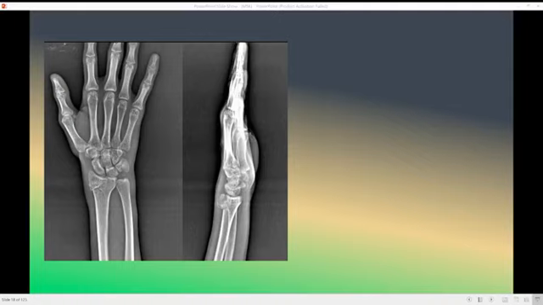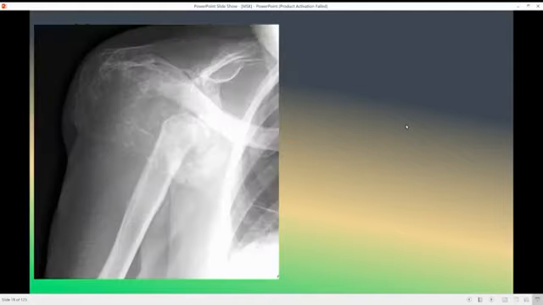And the answer of this case is Barton fracture. As we see here, an intra-articular fracture of the distal radius, with extension intra-articularly and dorsal angulation. As we see here, it is dorsal angulation, and this is a Barton fracture. Okay, we move to the next case. What do you think about the next case the patient has?